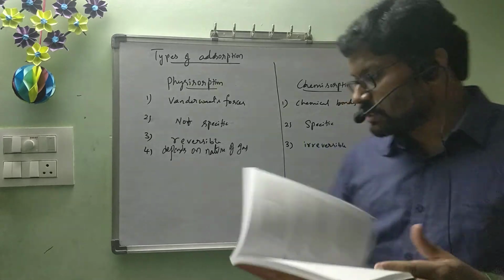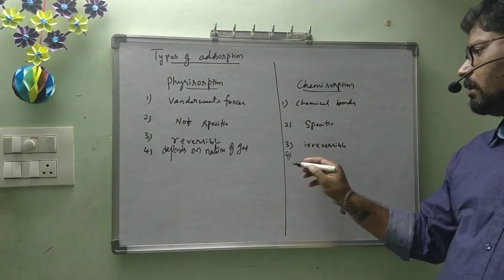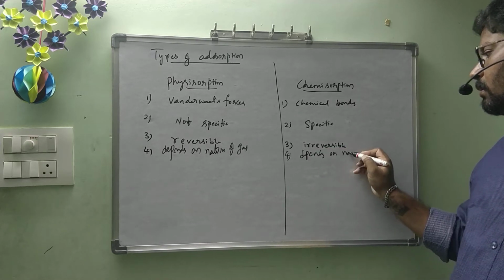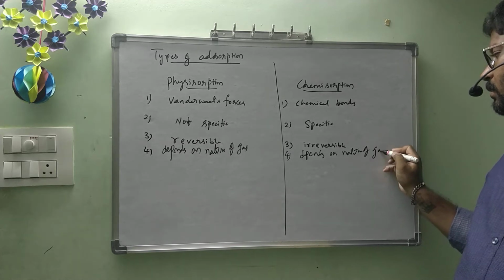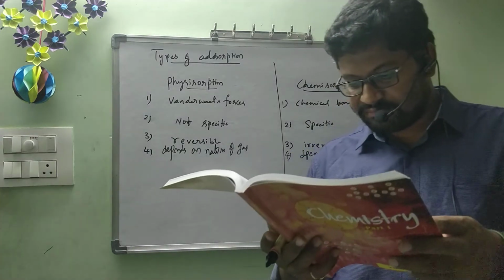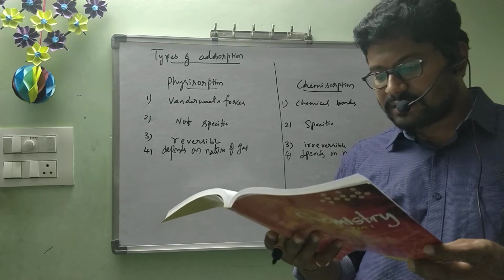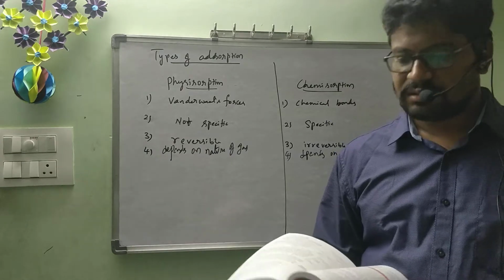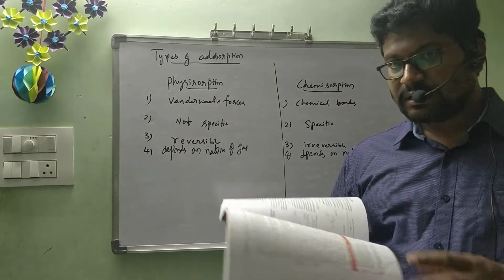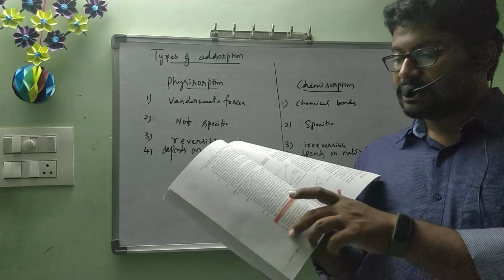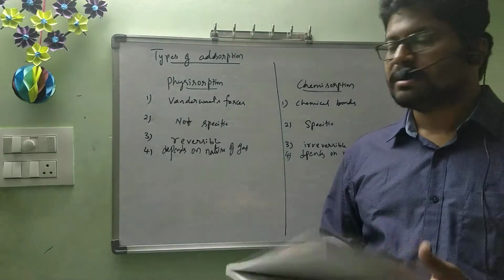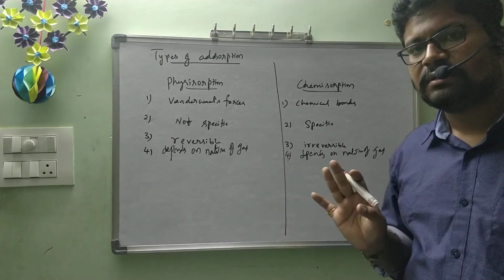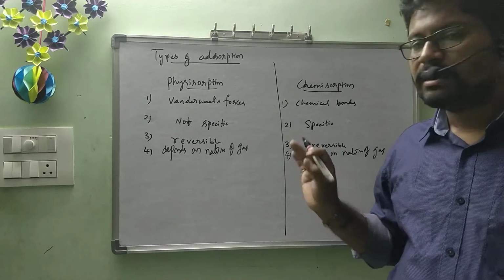Fourth one, chemisorption also depends on the nature of gas. Gases which can react with the adsorbent show chemisorption. That is depending on the nature of gas. Even physisorption also depends on the nature of gas. Actually, the heading is not differences. It is comparison of physisorption and chemisorption. That means these are the characteristics of physisorption and these are the characteristics of chemisorption. There might be similarities also. This is not the heading of difference.